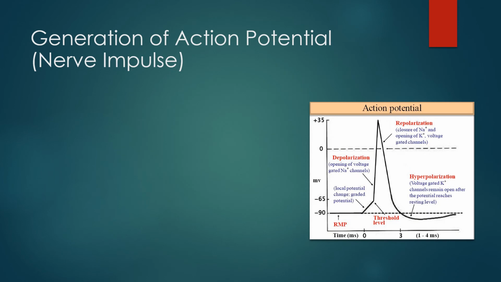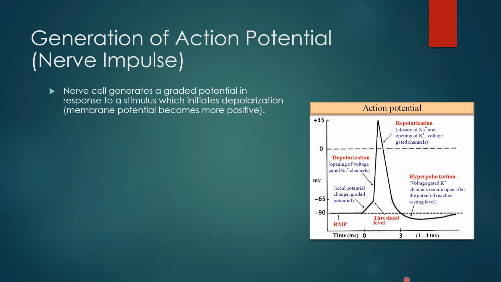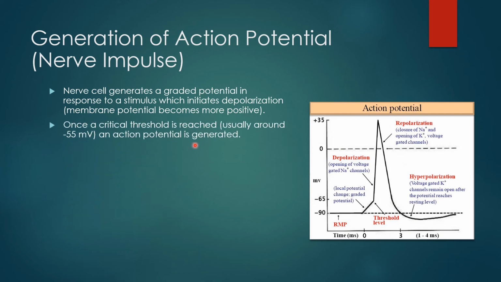So let's look at the generation of an action potential. And feel free to refer to this graph. The nerve cell generates a graded potential in response to a stimulus, which initiates depolarization. When I say depolarization, it means the membrane potential becomes more positive. So basically you have a nerve cell, it gets stimulated by another nerve cell, and it generates a graded potential. This graded potential acts as a switch, and once a threshold is reached, usually around minus 55 millivolts, an action potential is generated.